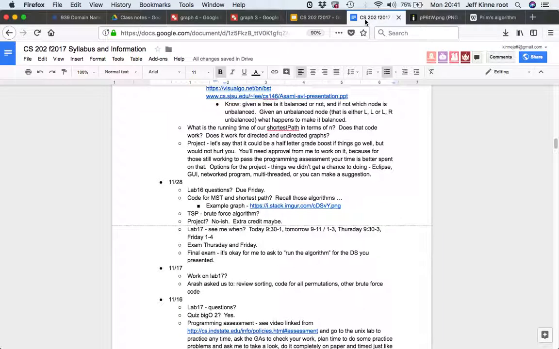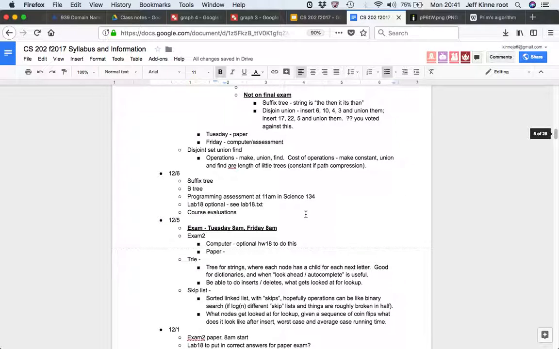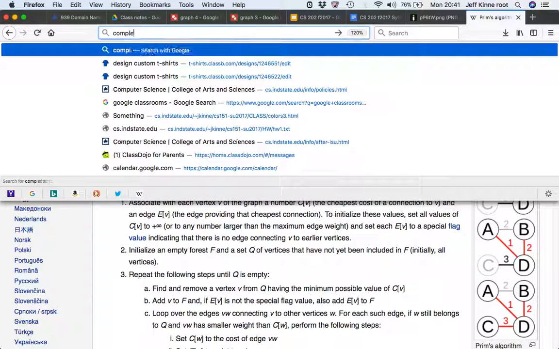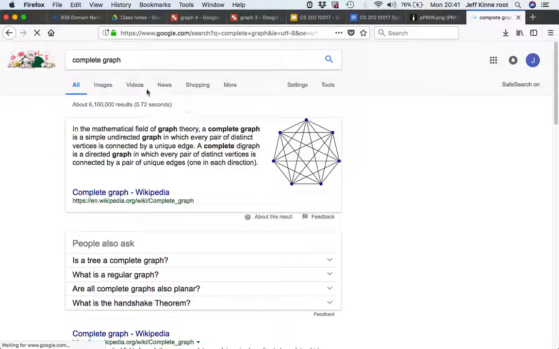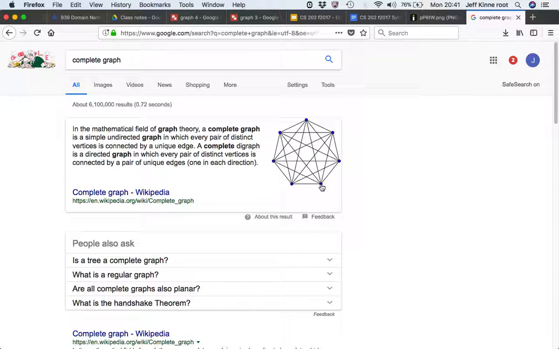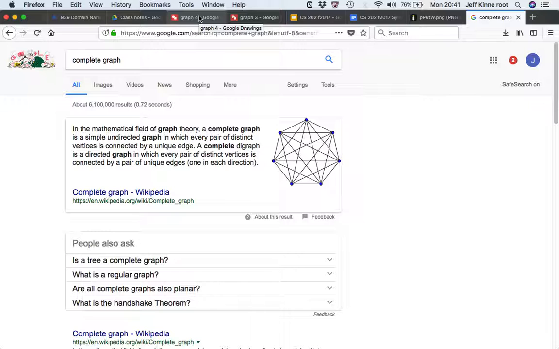Let's take a look at the list of things you're supposed to know about graphs. Okay, you're supposed to also know that a complete graph is a graph with all possible edges. You can search for that, complete graph. So this is a complete graph right here with 7 vertices. It's an undirected complete graph with 7 vertices without self-loops. Alright, so a complete graph has all possible edges.